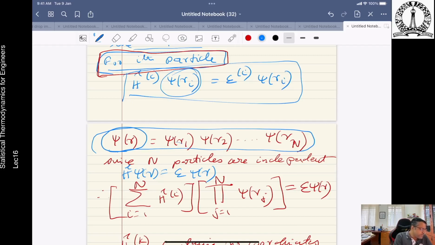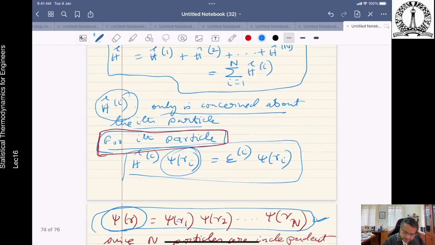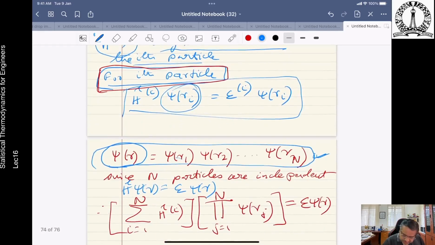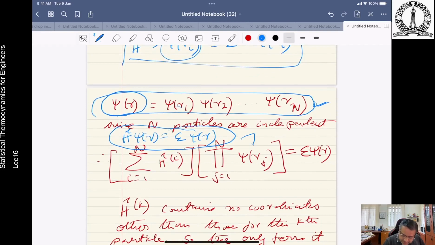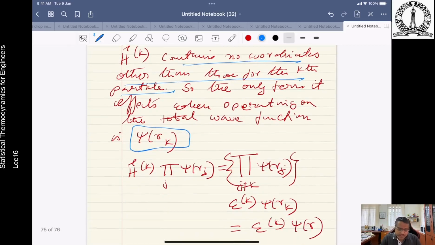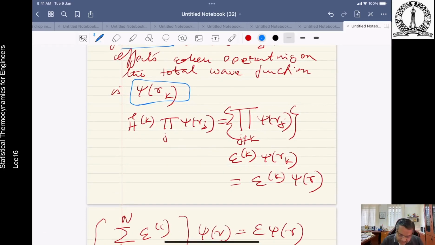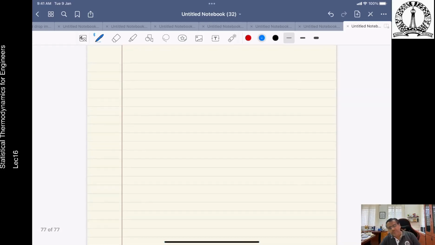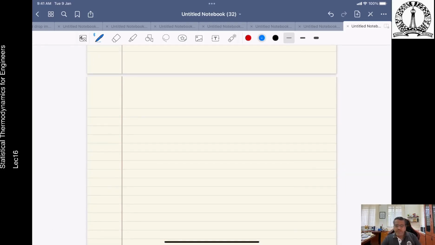Now if we substitute this particular expression as well as this particular expression into this expression, you get this. However, we then argue that Hk contains no coordinates other than those for the kth particle. So the only term that it affects is psi rk. Hence you can write it in a slightly modified version like this, and then it follows all the other terms that we did. So this gives the procedure for a multi-particle analysis.